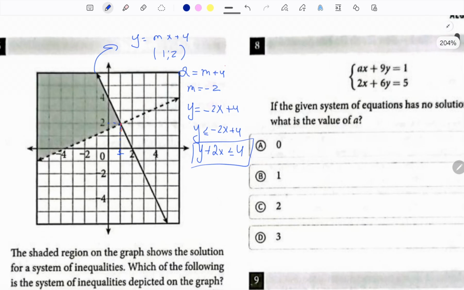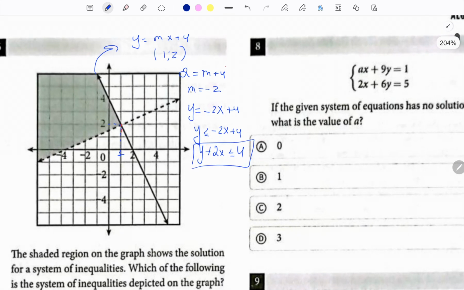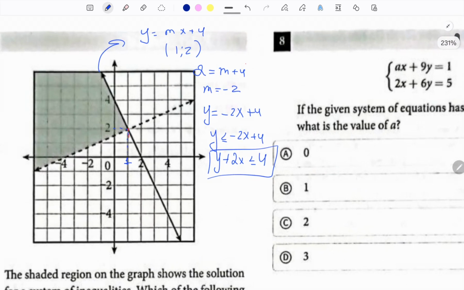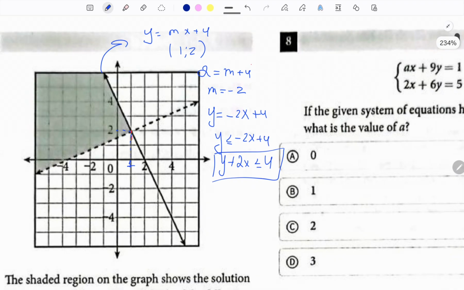So now let's try to derive the equation of the dotted straight line. And we can see that the straight line is passing through the point negative 4 and 0, and also the point 1 and 2.